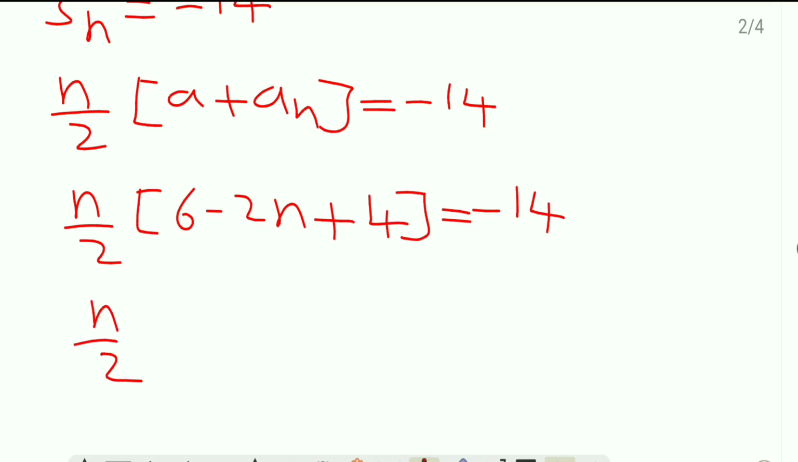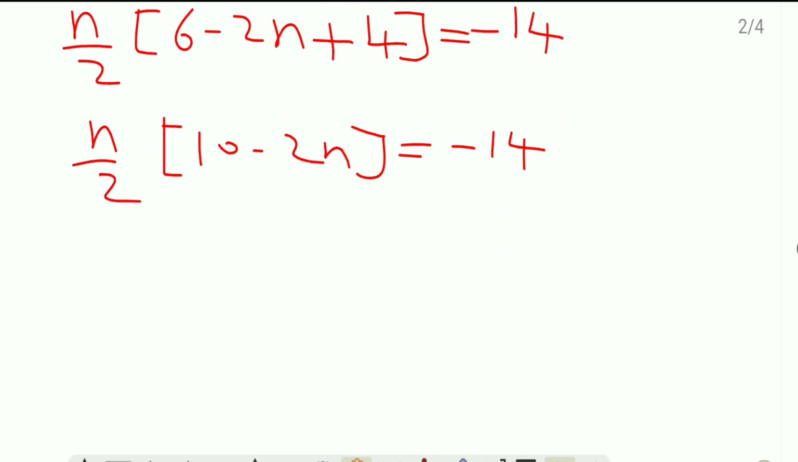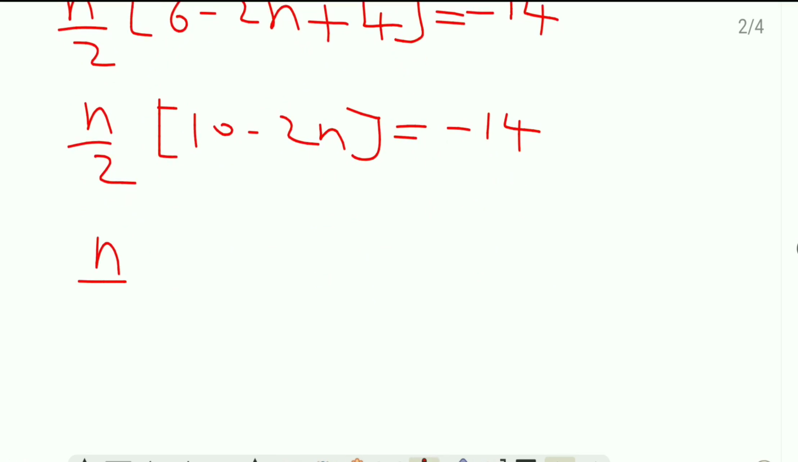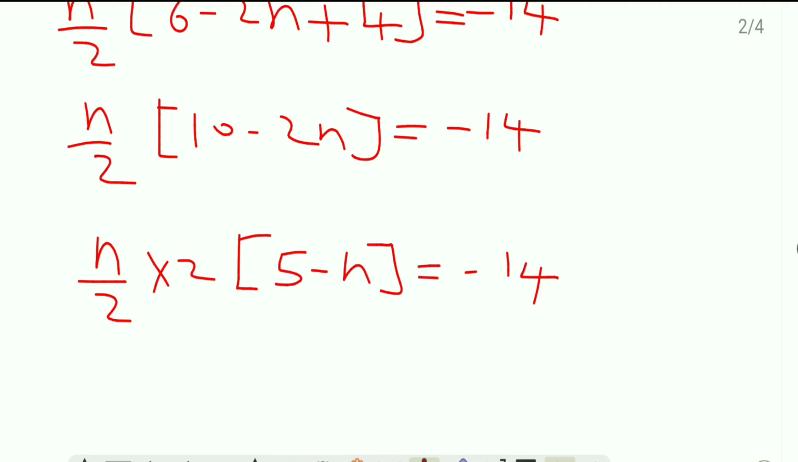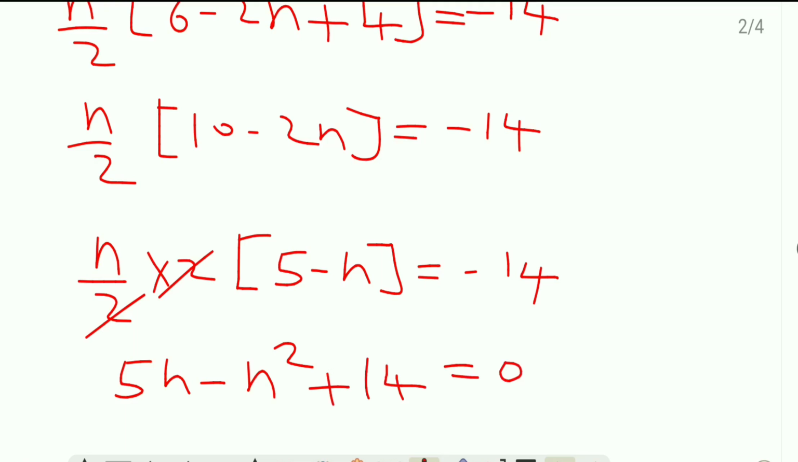So n by 2, as it is in the bracket, this is 10 minus 2n which is equal to minus 14. Okay, we can take 2 common from the bracket. So n by 2 into 2 in the bracket, 5 minus n is left which is equal to minus 14. This 2 and 2 got cancelled. We'll multiply the bracket with n. So 5 into n is 5n minus n square which is equal to minus 14. We can bring that minus 14 this side, so it will become plus 14 which is equal to 0.